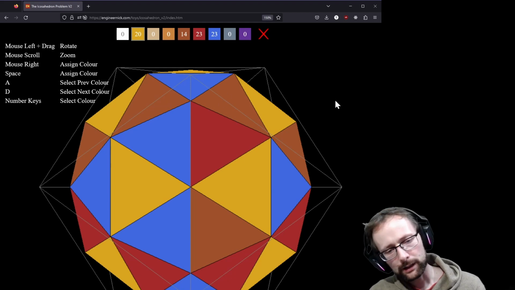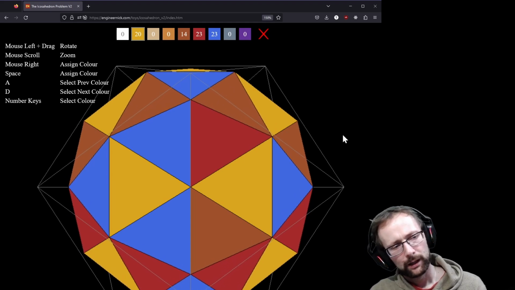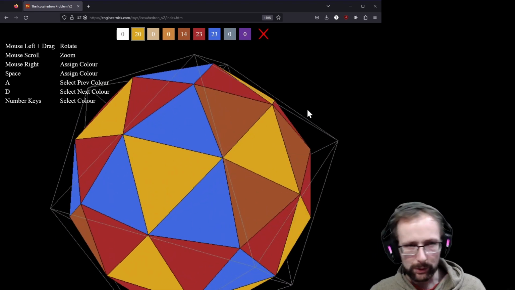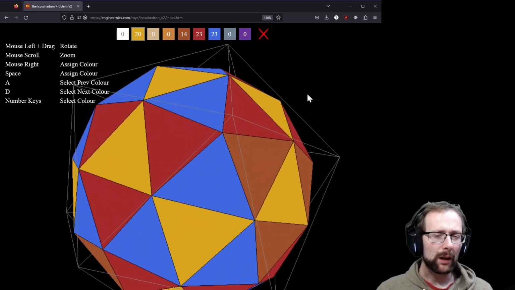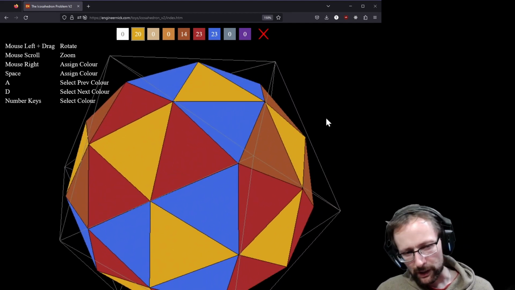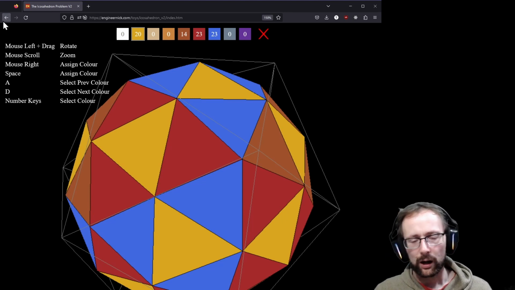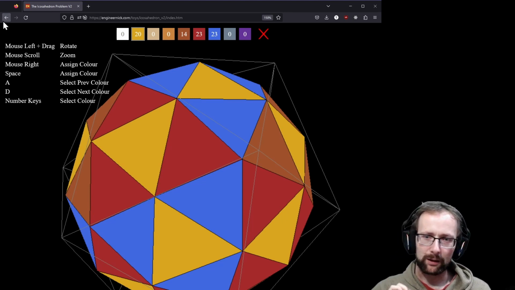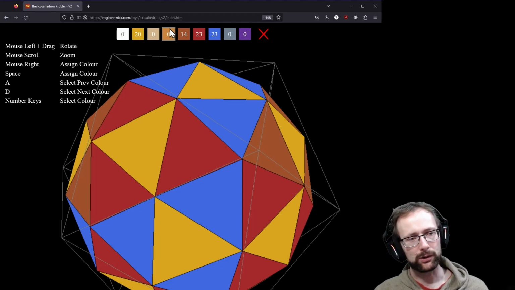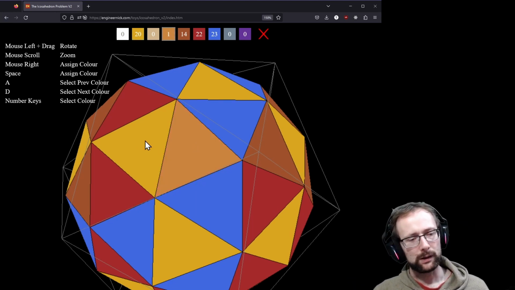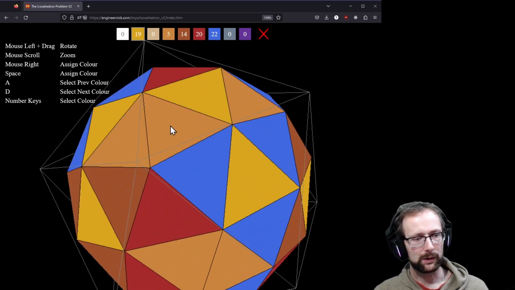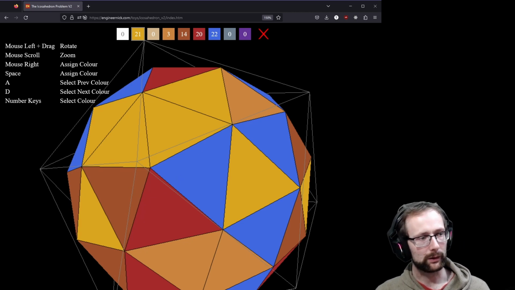Now, here's an interesting idea. The question I had was, what's the minimum number of colors that you can coat an icosahedron with, but still have the pattern be symmetrical and regular and use the same number of each color tile. So in this, you could right click to assign these colors, and it was just a way of manually playing around with that problem.